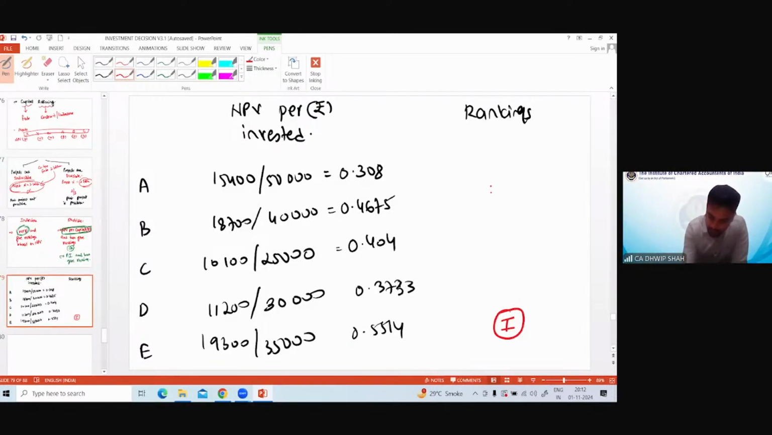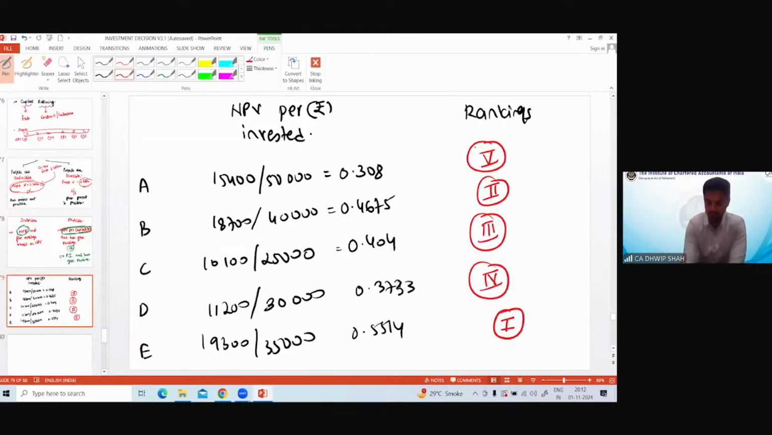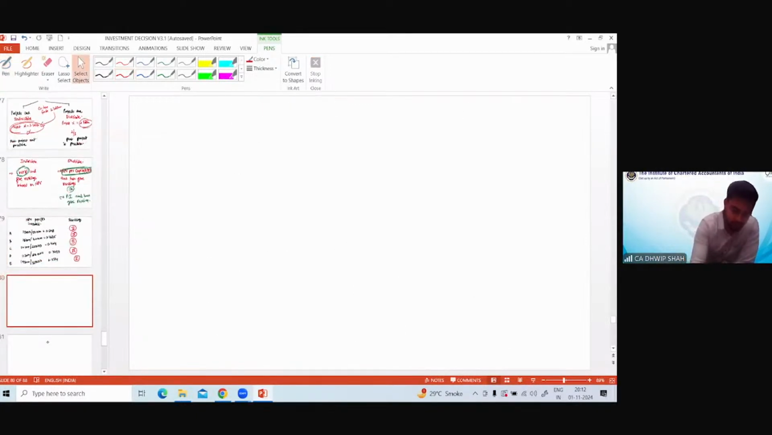Project B stood second in the class because it is generating the second highest NPV. Project C stood third in the class. Project D stood fourth, and project A stood fifth. So can I say this is the ranking for undertaking the projects? Are you getting this? Rank 1 is project E.